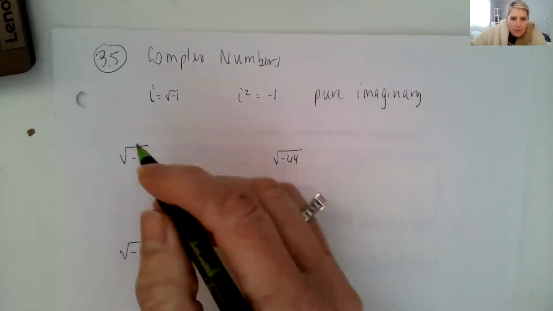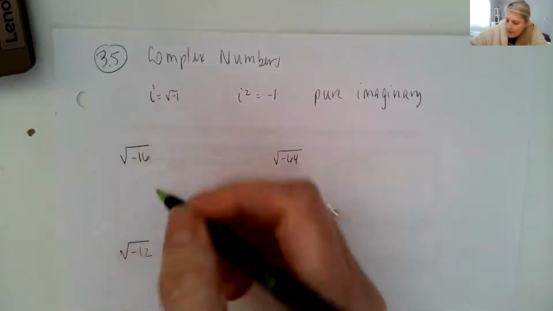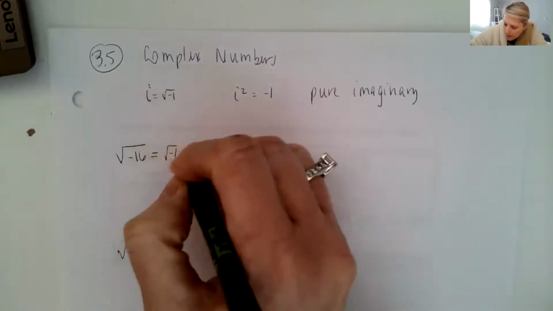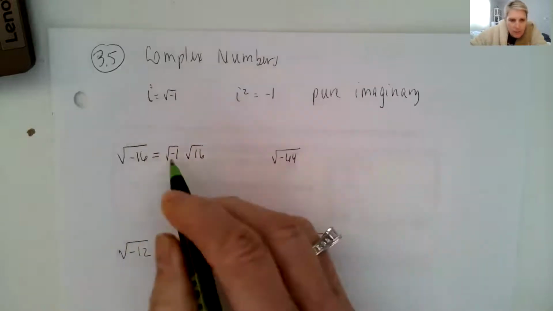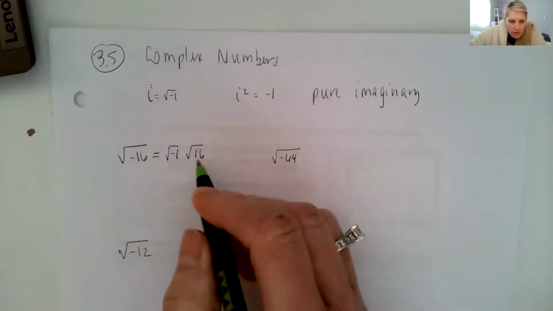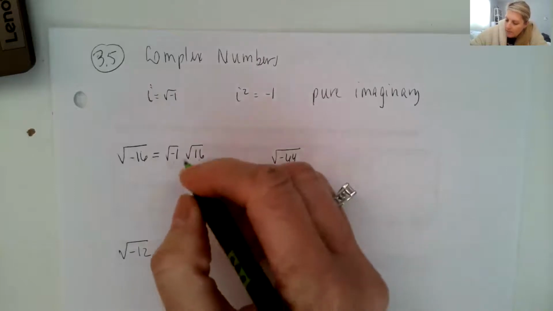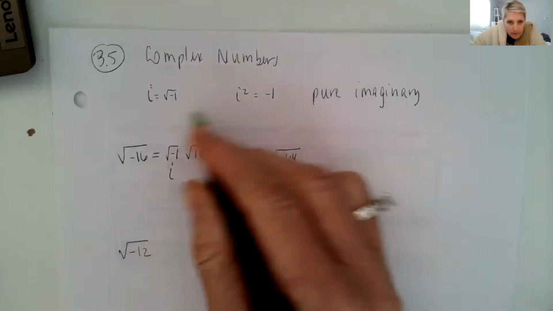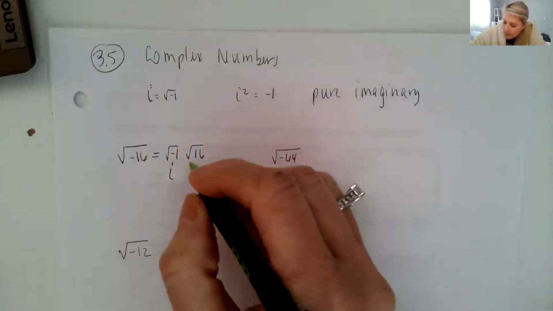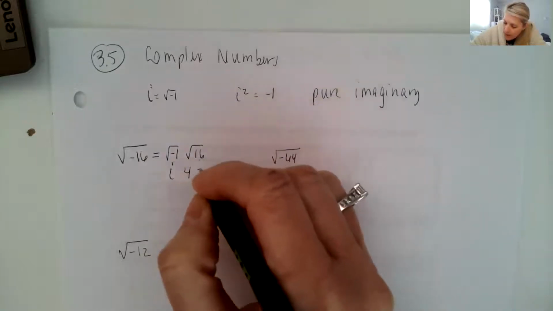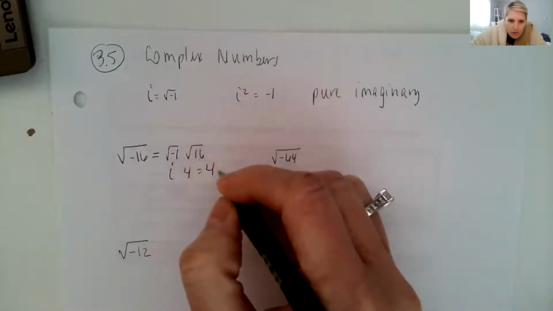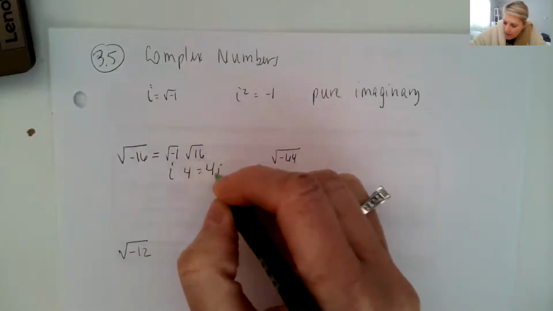So the first example I want to do is the square root of -16. We can break that apart essentially into these two pieces, the square root of -1 and the square root of 16. The square root of -1 is i, we just developed that up here, and the square root of 16 is 4. We always write the numerical value in front of the letter i.